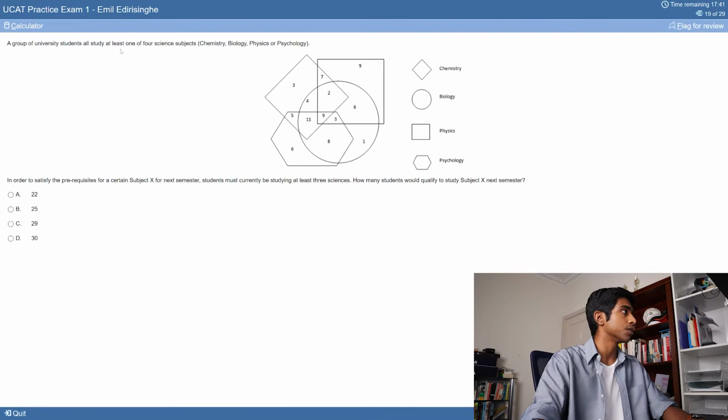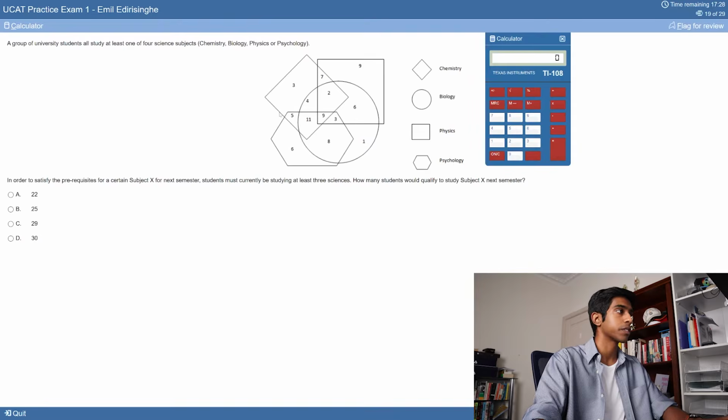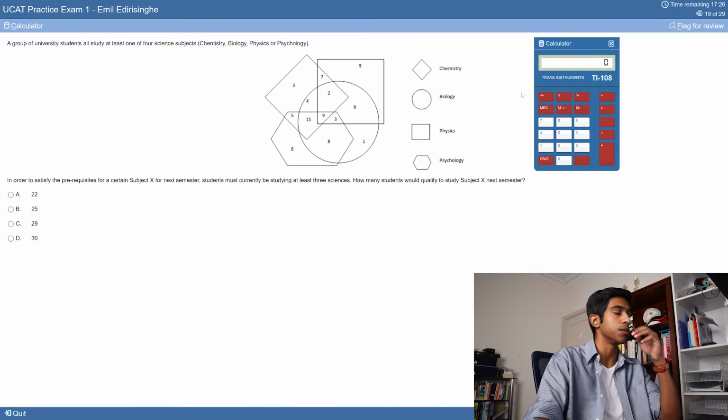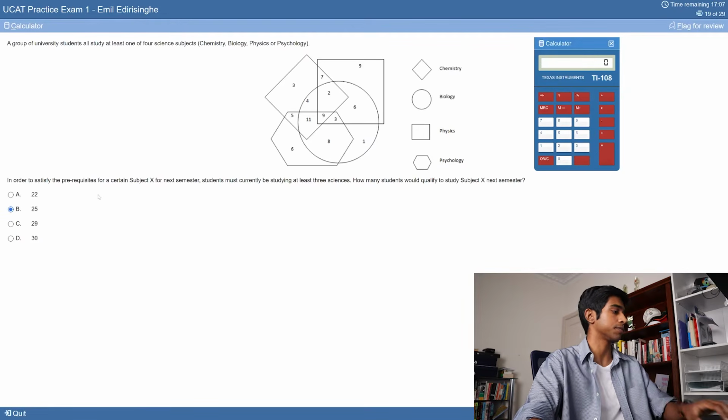A group of university students all study at least 1 of 4 science subjects. In order to satisfy the prerequisites for a certain subject X for the next semester, students must currently be studying at least 3 sciences. So this is just the amount of people who have 3 intersections. So you've got this 3, this 9, this 2, and this 11. So 11 plus 9, 20, 25 is what I've got so far. Yeah, 25.